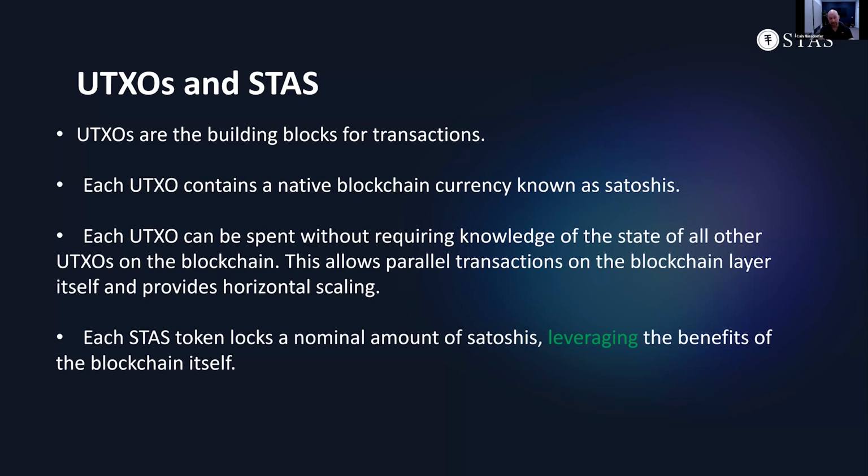So as I mentioned, each STARS token locks in a normal amount of Satoshis, but it leverages the benefits of the blockchain itself, right? The scalability, the preventing double spends, the security, and the power of transactions and the horizontal scaling. All of these great benefits, you get just by utilizing the Satoshis that already exist on the network.